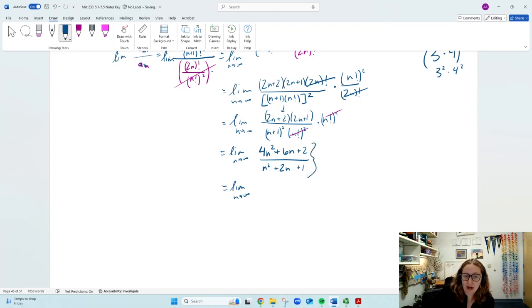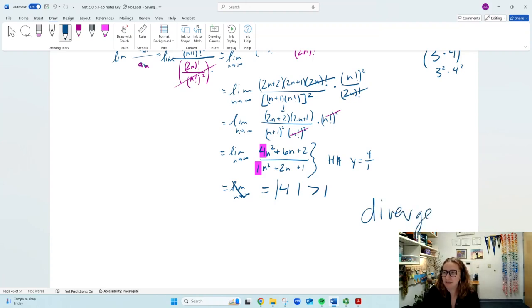So this rational function would have a horizontal asymptote at, since it's the same degree on the top and the bottom, the leading coefficients. And there's really kind of a leading coefficient of 1. So my horizontal asymptote here is at 4 over 1. That is also going to be what my limit actually approaches.